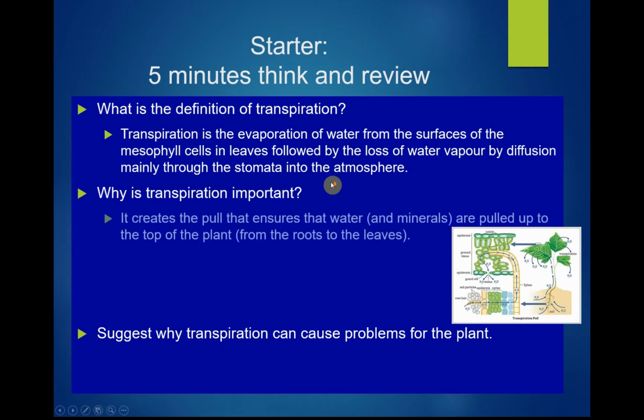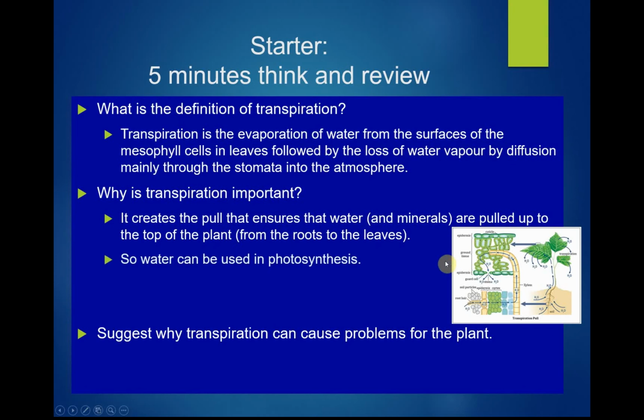Well, the whole point of transpiration is it's what creates the pull to bring the water up. Remember we had this diagram last lesson. So the water is absorbed by osmosis. This process is called osmosis in the roots, but then it's pulled up the stem through the xylem by the water being lost from the leaves. So that's why it's really important.